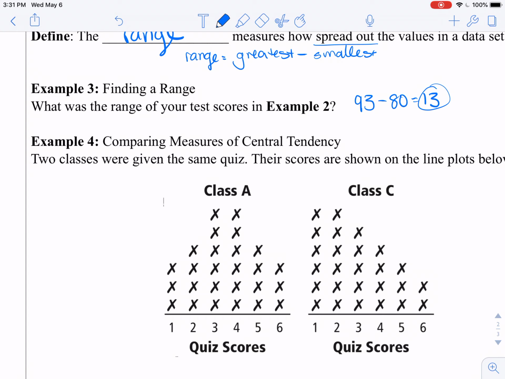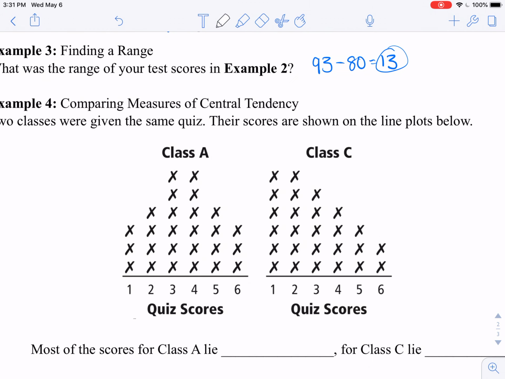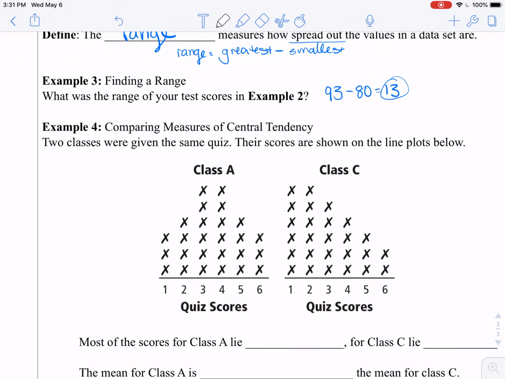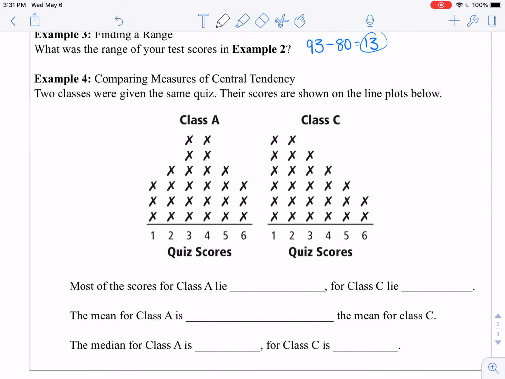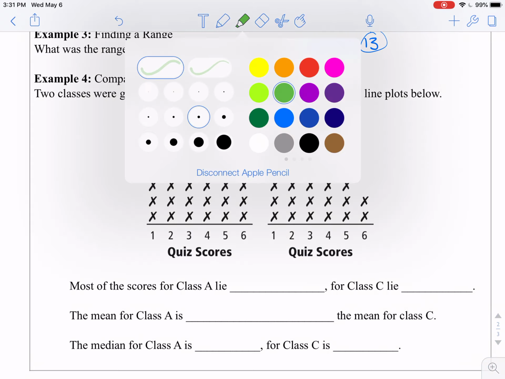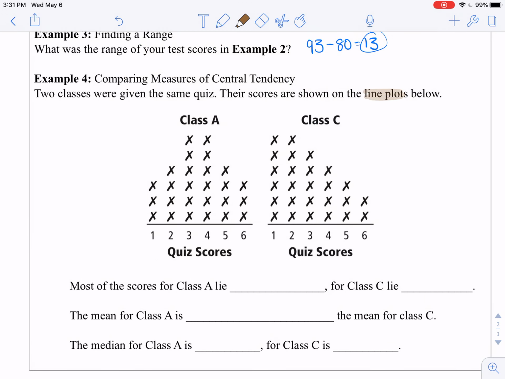Okay, so one more. Yes, this is great, but when are we going to use this in real life? Well, let me tell you. I have two classes, and they were given exactly the same quiz. Their scores are shown below. For example, this is called a line plot, by the way. A line plot gives you a line, and then it counts how many people hit that value. So if we look at Class A, that means 3 people earned a 6, and 6 people earned a 3, and 6 people earned a 4.